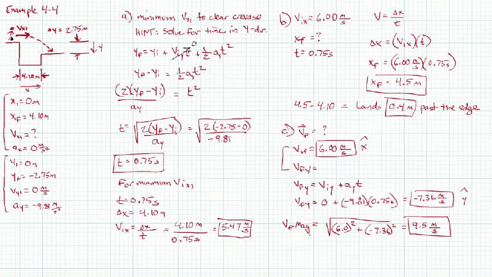The combination of x and y components. And what's the direction? The direction theta is the inverse tangent of the y component, 7.36, over the x component, 6.0. It comes out to be 51 degrees. And if you really want to split hairs, we might say south of east, because it's got a negative y component and a positive x component. So it's south of east or below the positive x-axis.